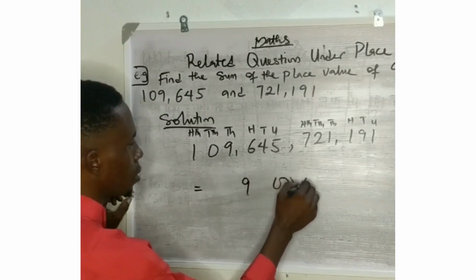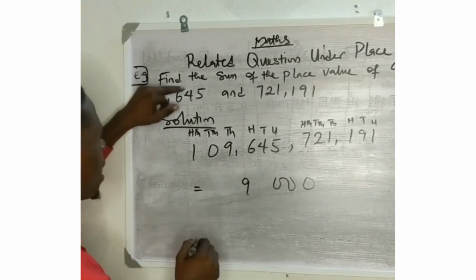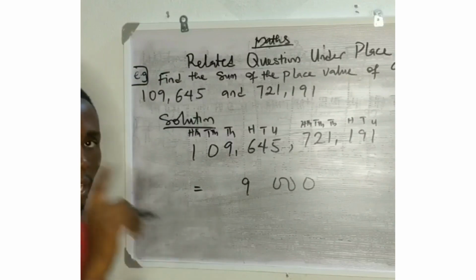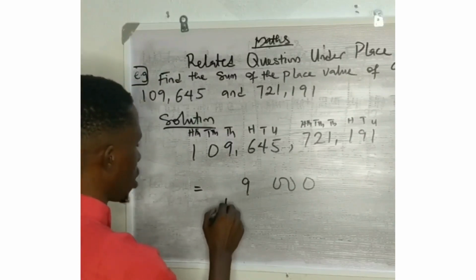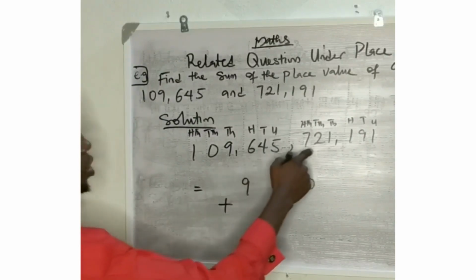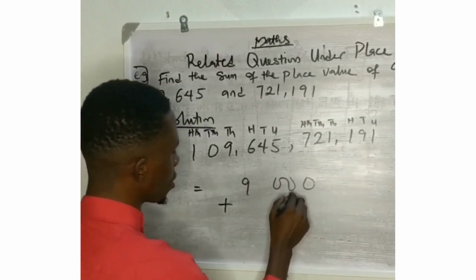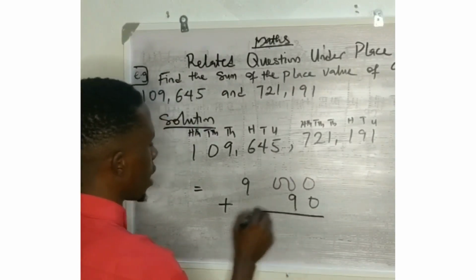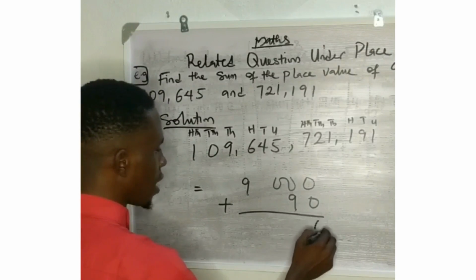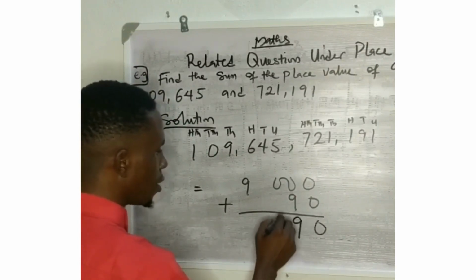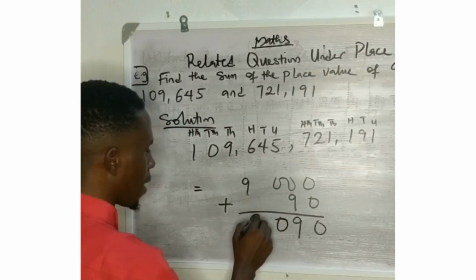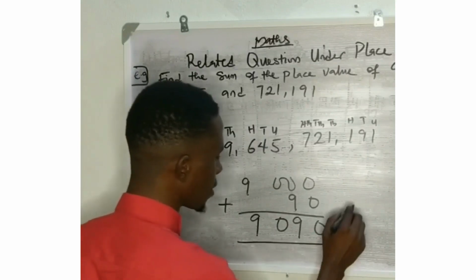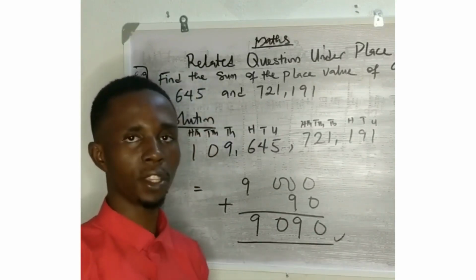It is 9,000. They now said find the sum. Sum is what? Addition. So you have plus. What is the place value of 9 in this? Tens, which is what? 90. So you add them up together, you have 9,090. And that's the answer.